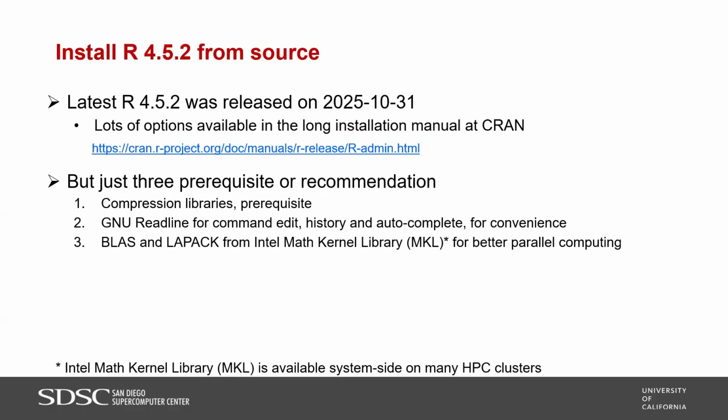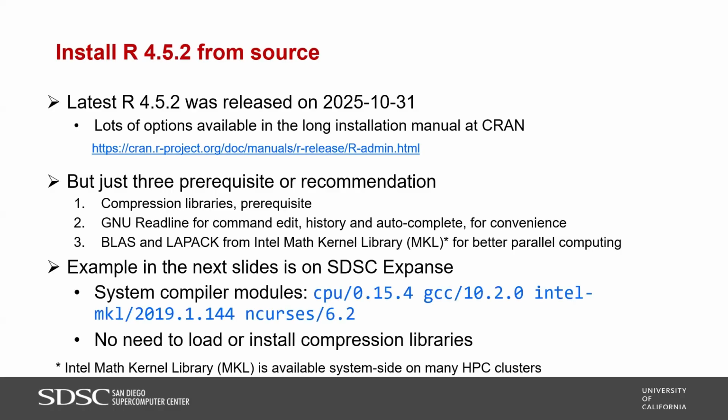We need to meet three requirements: the compression libraries, which are required by R, and we also need to build GNU readline for the command editor history and autocomplete. This is for your convenience in the R console. And we also need to build with BLAS and LAPACK from some libraries on HPC. It's usually from the Intel Math Kernel Library (MKL). That's for better parallel computing.